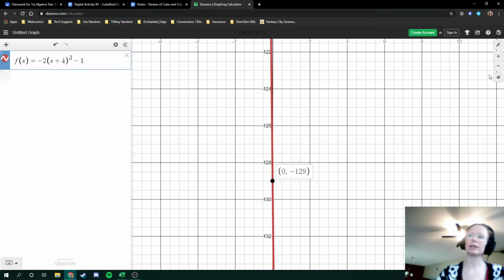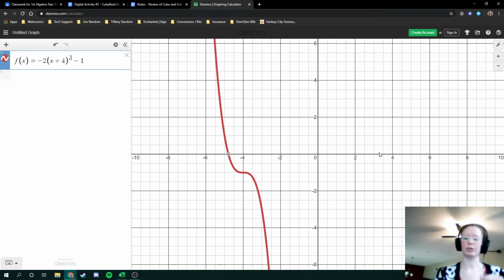Alright, to go back to the main zoom, there's a little house over here on the left hand side. I'm gonna click on that. Brings me back to the normal zoom. So I'm gonna go back to the notes now and write this stuff down.